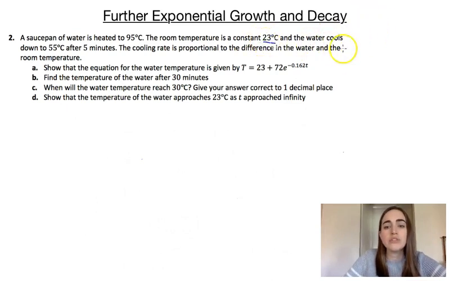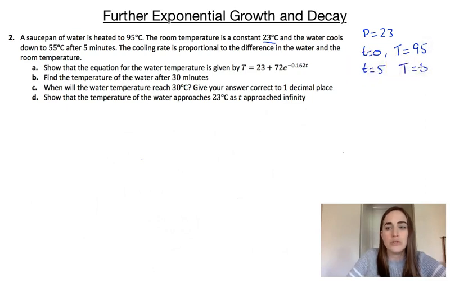So the room temperature is a constant 23 degrees, so that means our P is going to be 23. We're told that the water is heated to 95 degrees, so that means at t equals 0, the temperature is going to be equal to 95 degrees, and that after 5 minutes, the temperature is equal to 55 degrees. So these are all the pieces of information we can use.